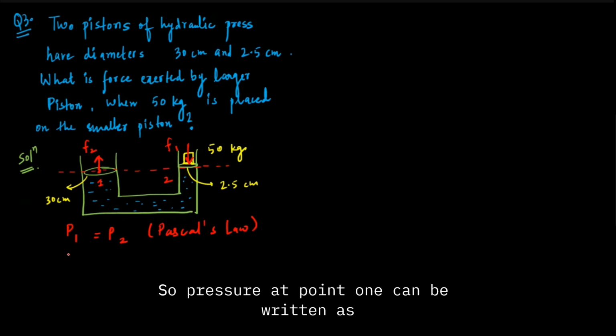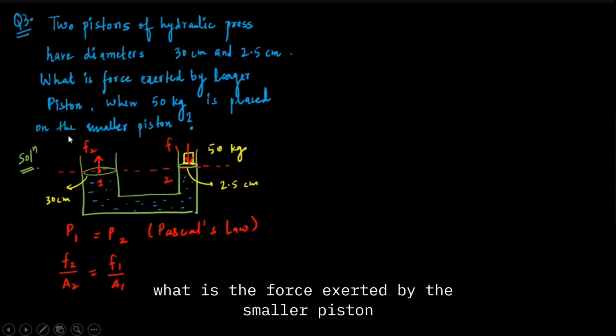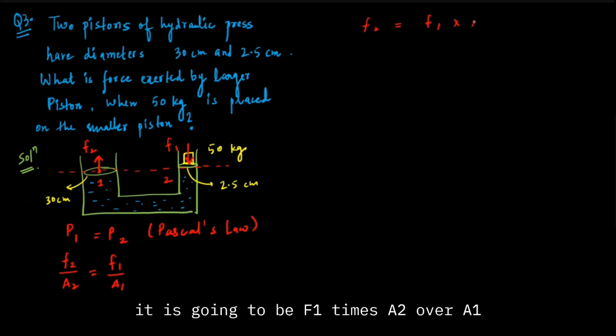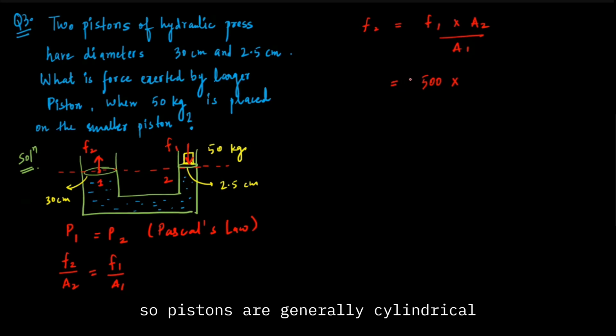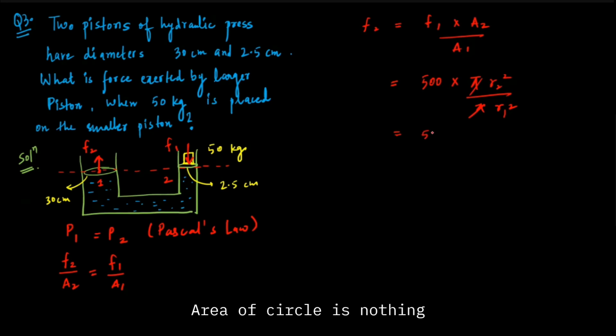So the pressure at point two can be written as F2 by A2, and it can be written as F1 by A1. What we have to find is F2, how much force is exerted by the larger piston. Before that, just tell me what is the force exerted by the smaller piston. The force is 500 newtons. Correct. So if you try to find out F2, it is going to be F1 times A2 over A1. What is F1? It is going to be 500. What is A1? As it is a piston, pistons are generally cylindrical, and cylindrical pistons have a circular area. So it is going to be pi r2 square over pi r1 square. Pi will cancel out pi. Area of a circle is nothing but pi r square.